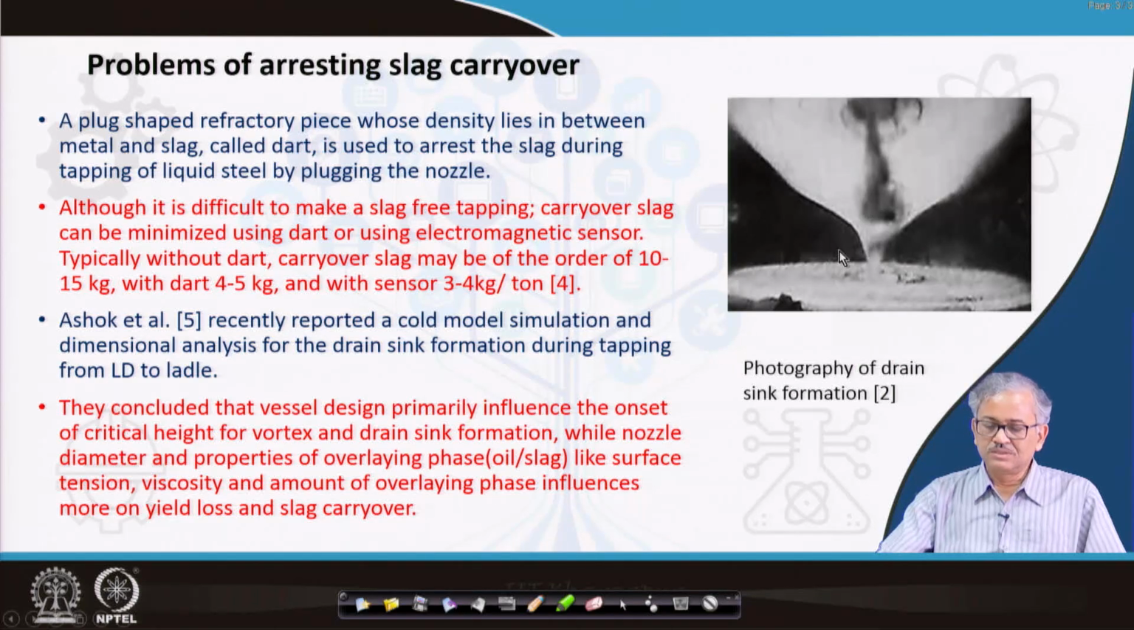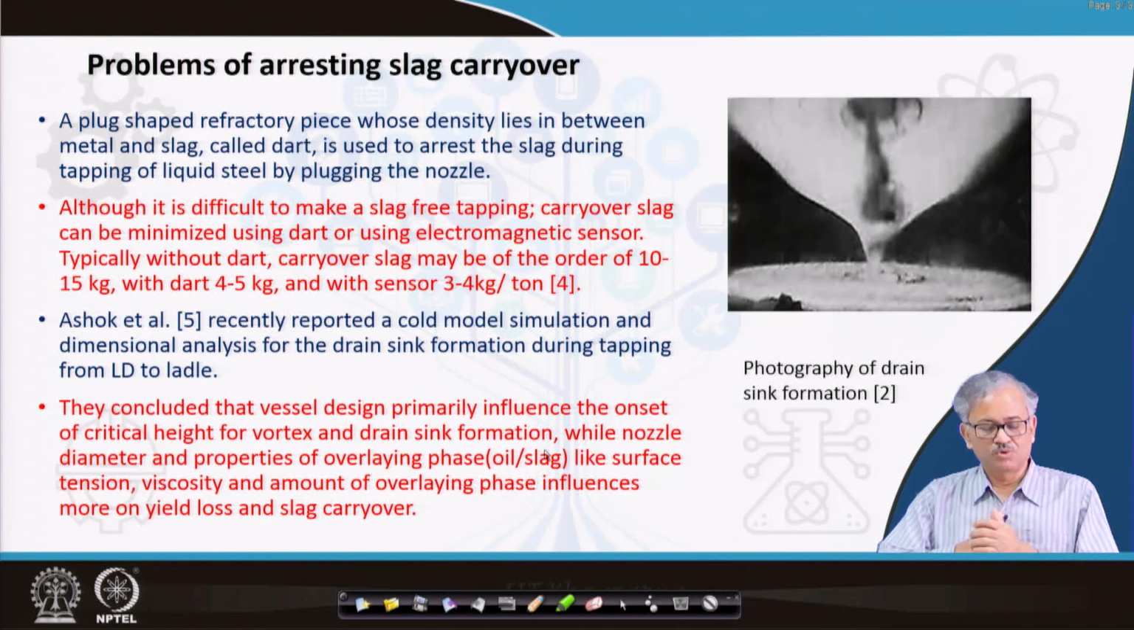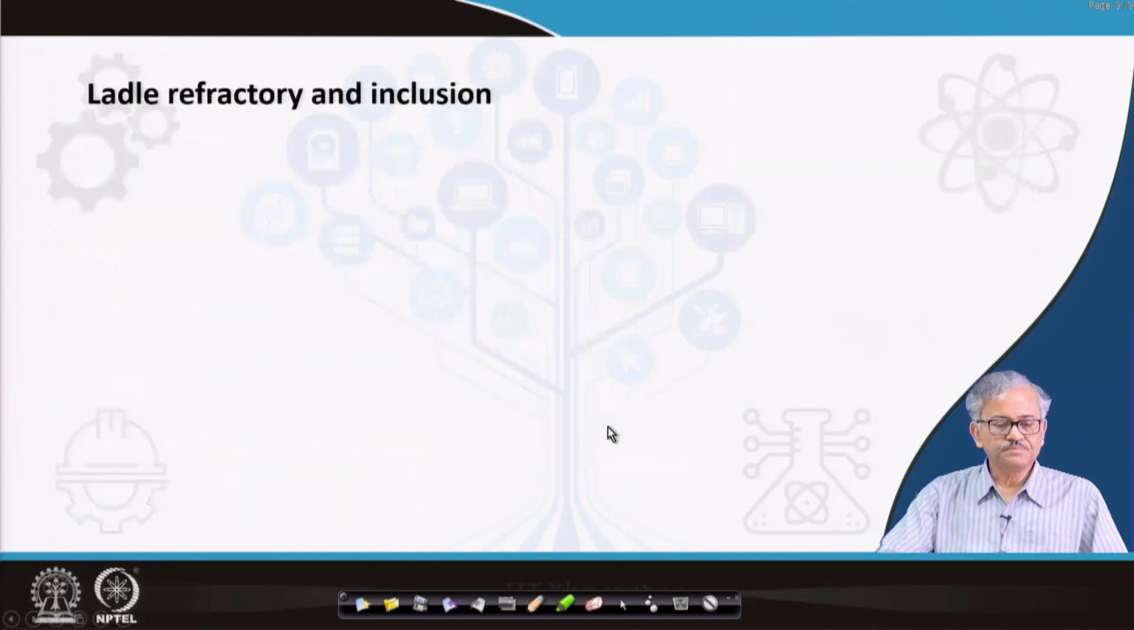But anyway, they have not been able to study this, because in the cold model simulation they do not have any rotating device to see whether, if you tilt the vessel just when the drain sink is forming at the border, the drain sink can be dislodged. They have not been able to demonstrate it by cold model simulation, but they have given a hypothesis.